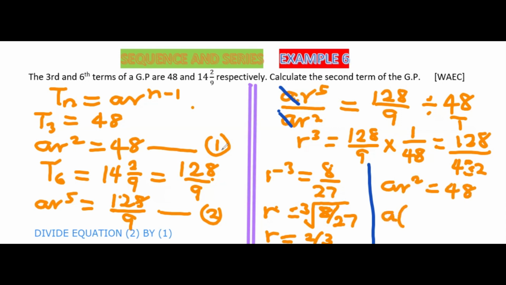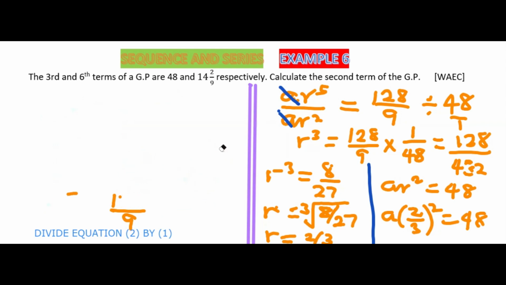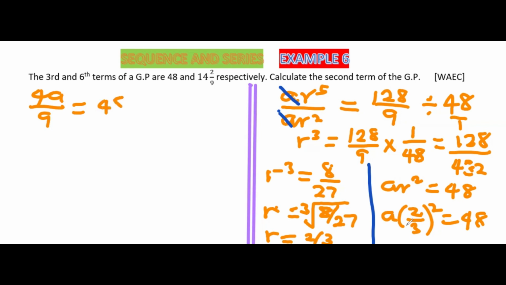That will be a times our r, which is 2 over 3, squared, equals 48. This becomes 2 squared over 3 squared. 2 squared is 4, 2 times 2. 3 squared is 9, 3 times 3. So 4 over 9 times a. That is 4a over 9 equals 48.